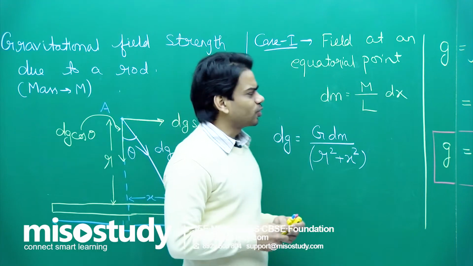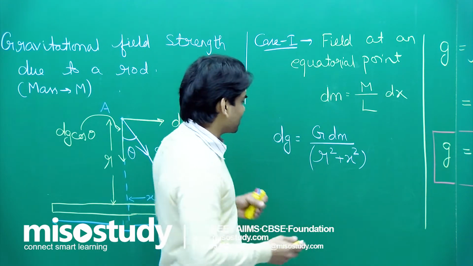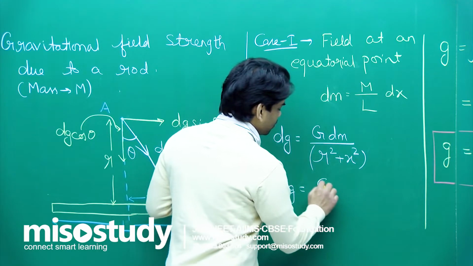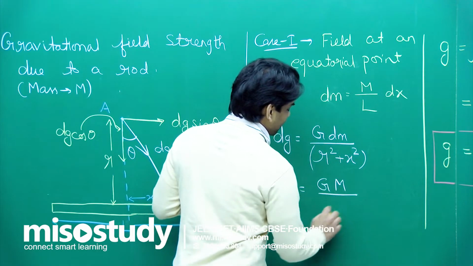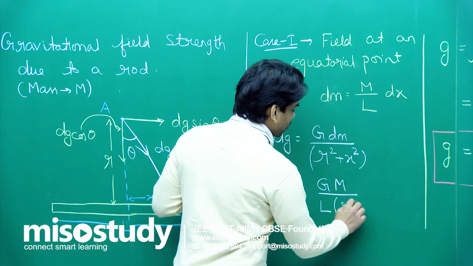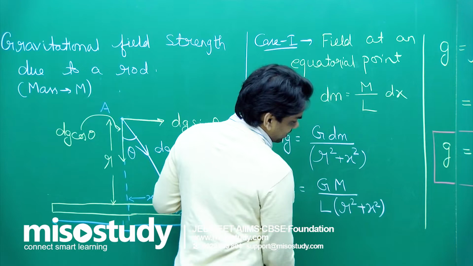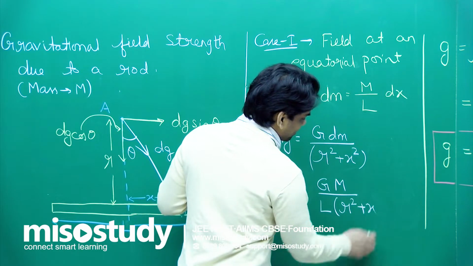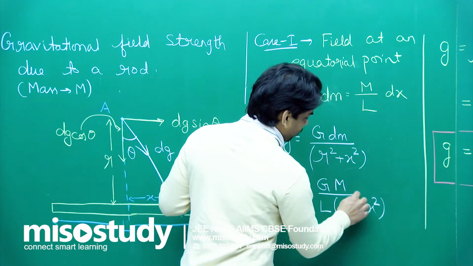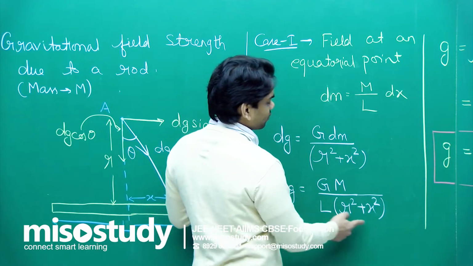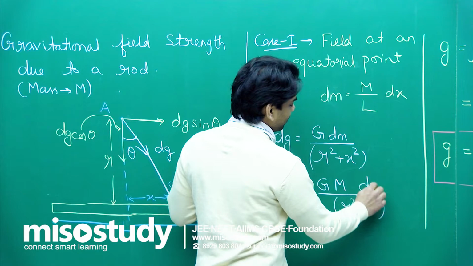dm can be easily substituted as m by l dx. That's quite obvious. So I'm going to write dg again, equal to G m by l, r square plus x square. Hope you can easily verify that I'm writing x. Sometimes I write it small, but I also speak the term so you can easily make out: G m by l, r square plus x square, and here we will have dx. We got it.